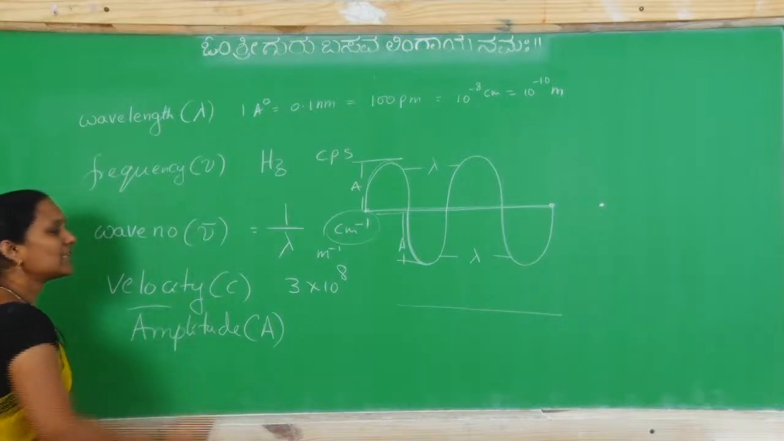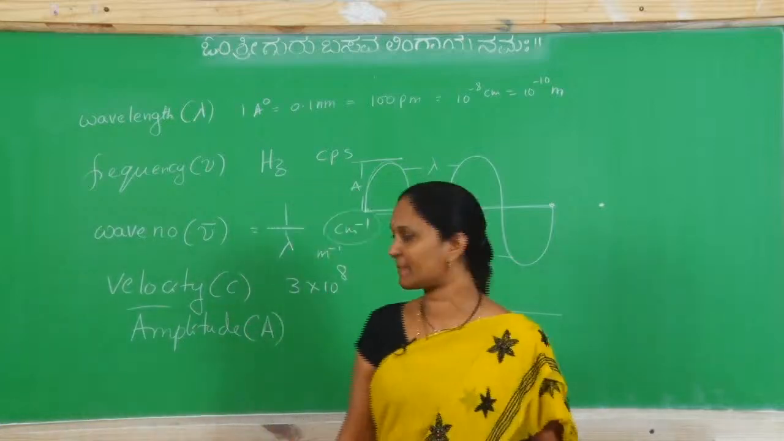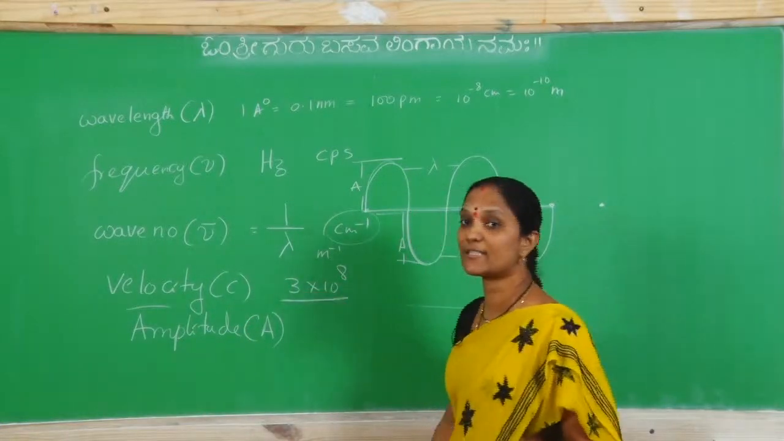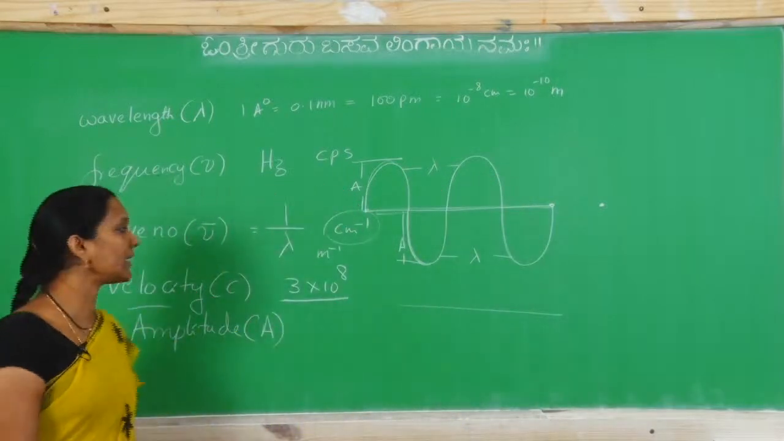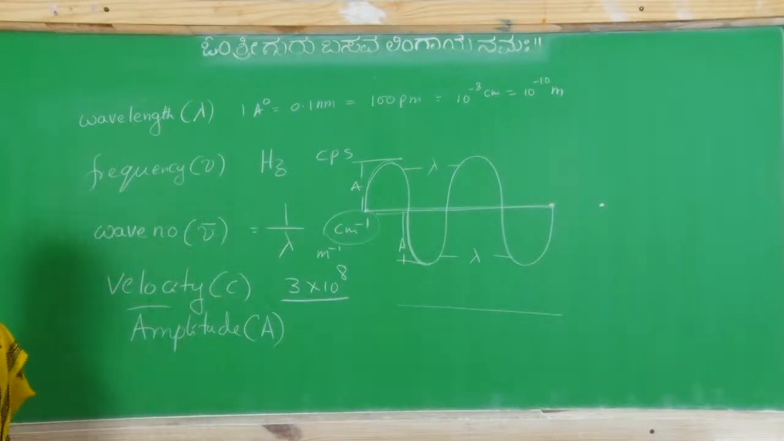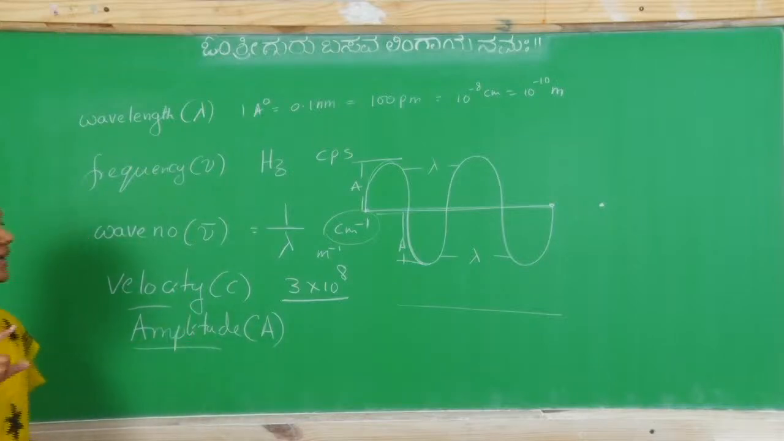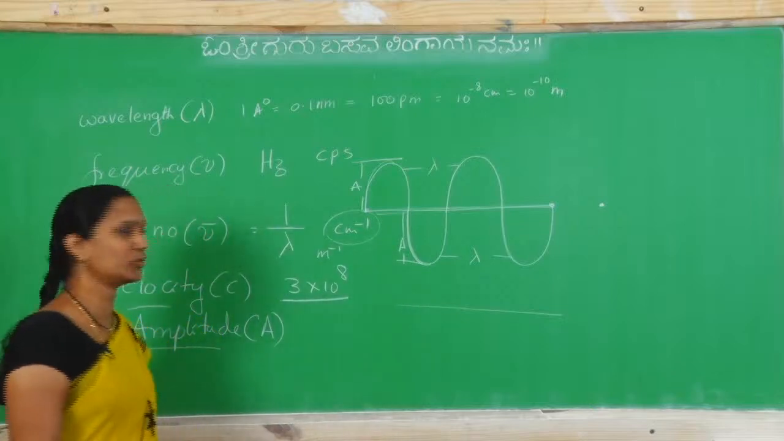And velocity, the distance travelled in 1 second. So, meter per second or centimeter per second. The velocity of light is a fixed value, 3 into 10 power 8 meter per second or 3 into 10 power 10 centimeter per second. Okay. Next, amplitude. What is amplitude? The height of the crest or depth of the trough. That is the amplitude.